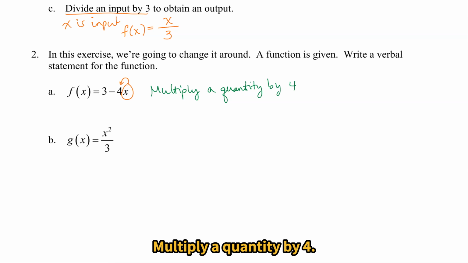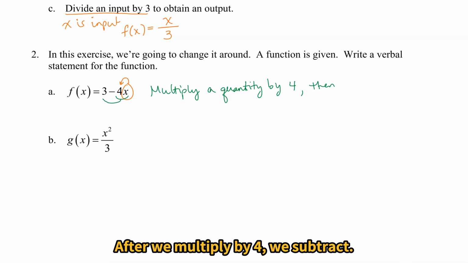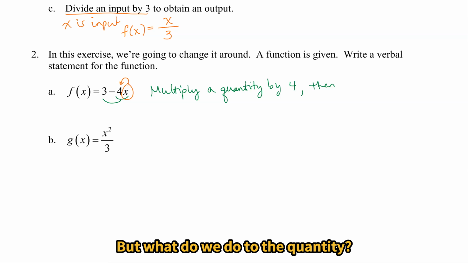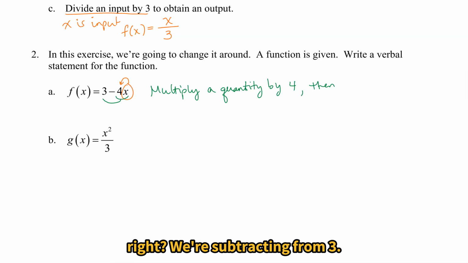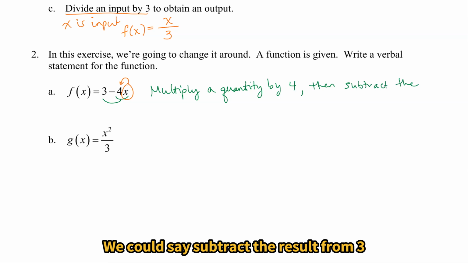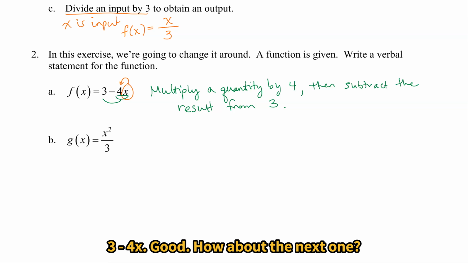Multiply a quantity by 4, and then what's the next step? After we multiply it by 4, we subtract. But what do we do to the quantity? Where's the quantity coming in? It's coming in at the end of the subtraction, right? We're subtracting from 3. We could say subtract the result from 3. So we multiply a quantity by 4 and then subtract from 3. 3 minus 4x. Good. How about the next one?